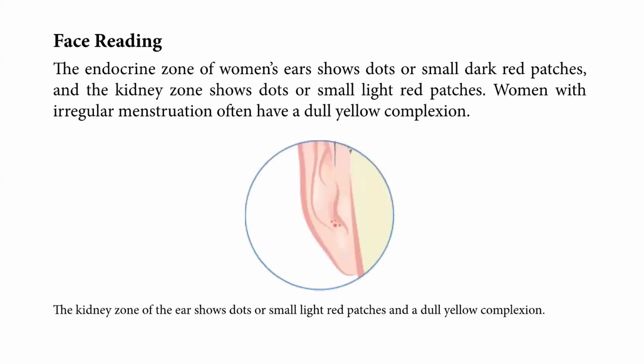Face reading: the endocrine zone of women's ear shows dots or small dark red patches, and the kidney zone shows dots or small light red patches. Women with irregular menstruation often have a dull yellow complexion. So here is an illustration of the kidney zone of the ear showing dots or small light red patches and a dull yellow complexion.